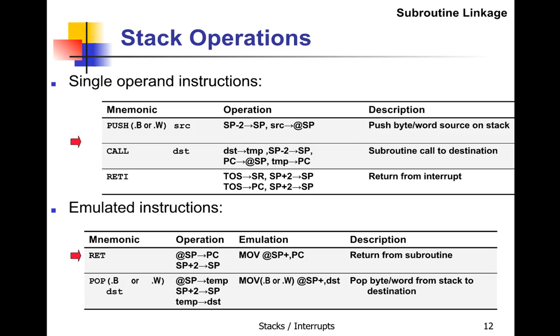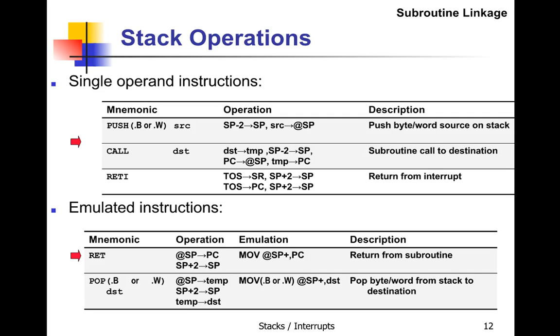So let's look at some stack operations. So you can do push B or W source, which basically puts a byte or a word on the stack. The stack pointer is advanced 2, and the new stack pointer, the source is put in the stack pointer, wherever the stack pointer is pointing on the stack. So basically that pushes a byte or word on the stack.